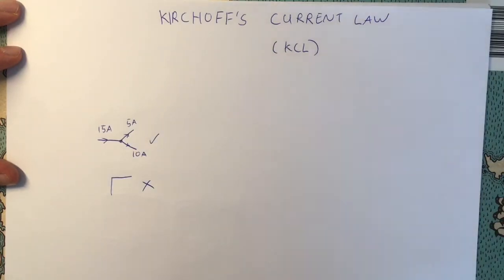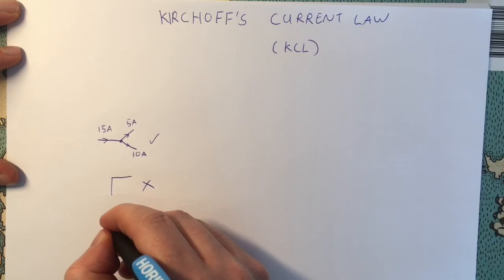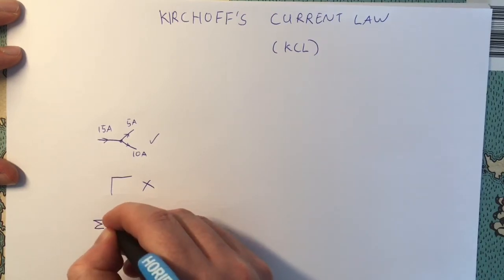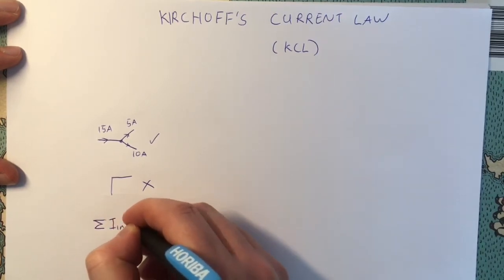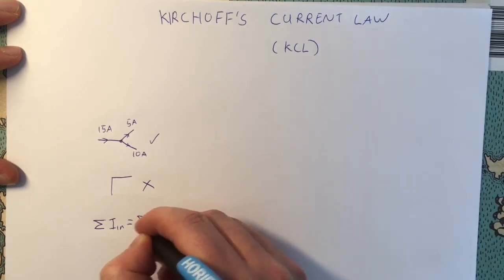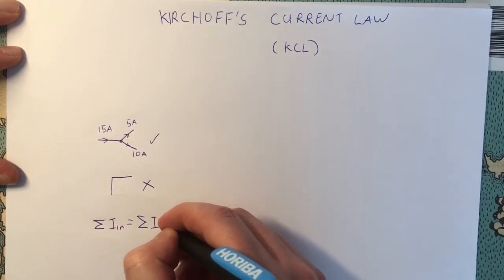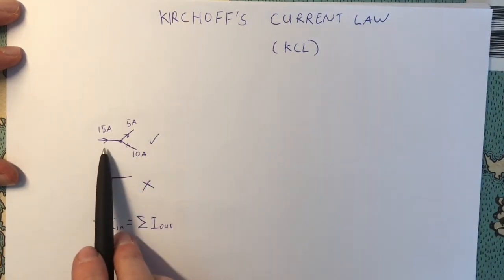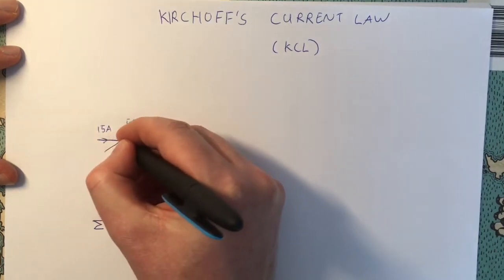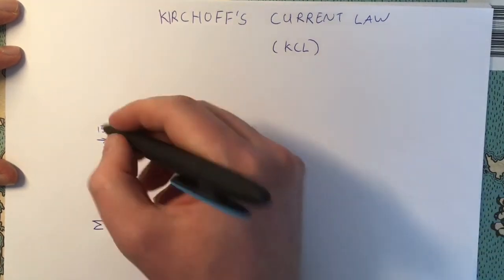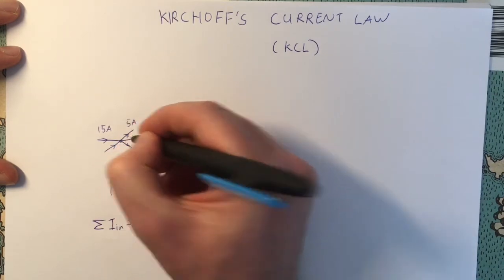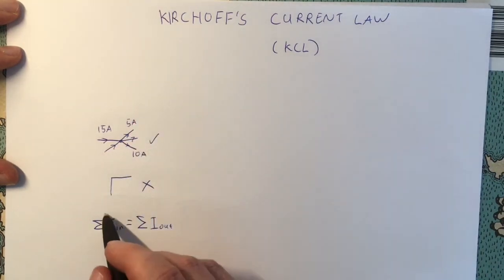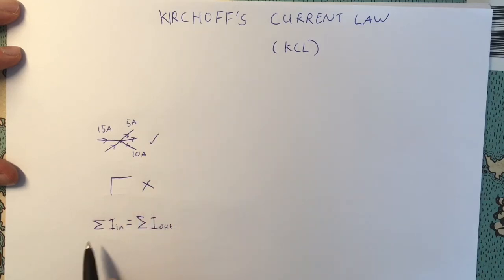So we can state this mathematically as the sum of I in is equal to the sum of I out. So we can have any number of currents flowing in and any number flowing out. So mathematically we can express this generally as the sum of currents flowing into a node is equal to the sum of them flowing out.